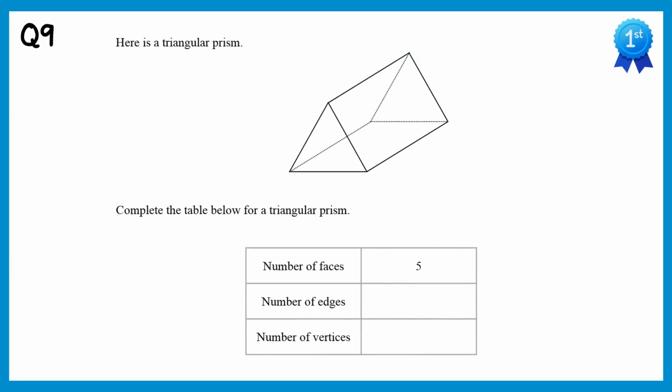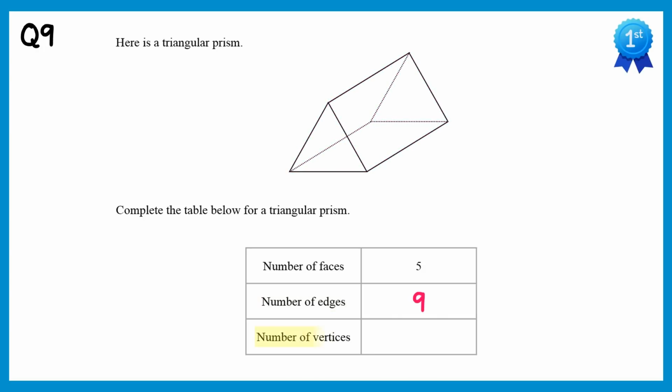We need to find the number of edges. An edge is a line that joins 2 faces together. So we're going to draw them onto the diagram. We have 1, 2, 3, 4, 5, 6, and then 7, 8, 9. So there are 9 edges altogether.